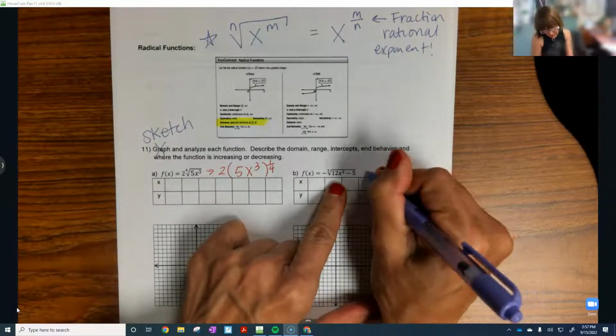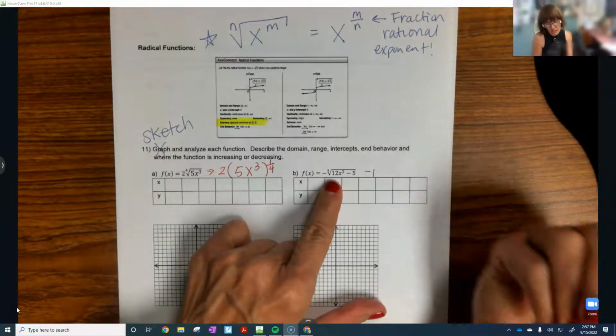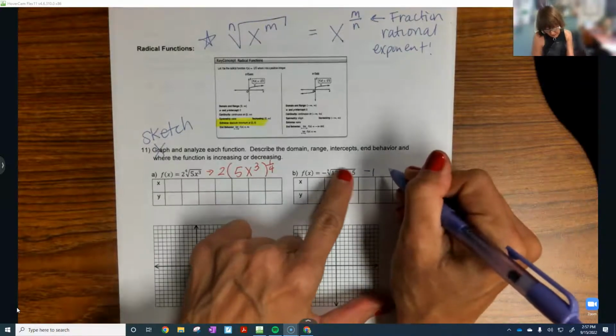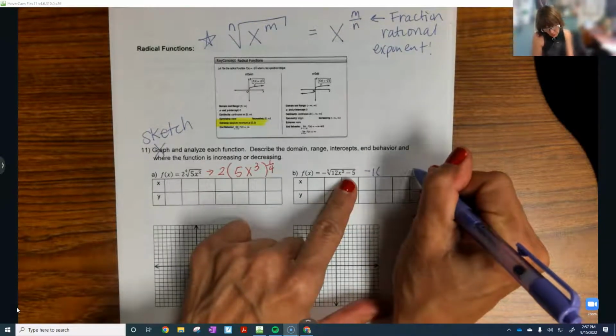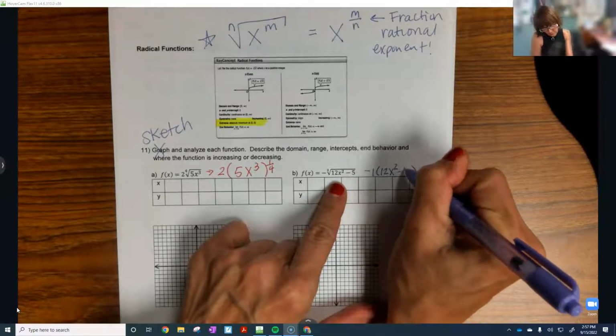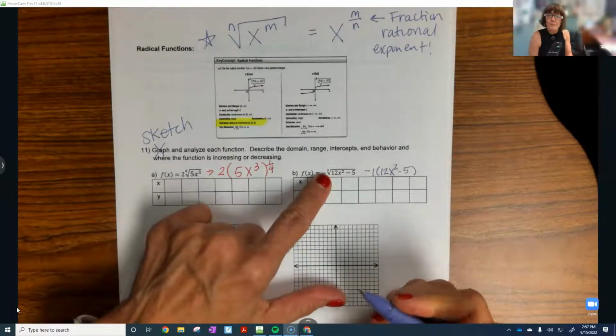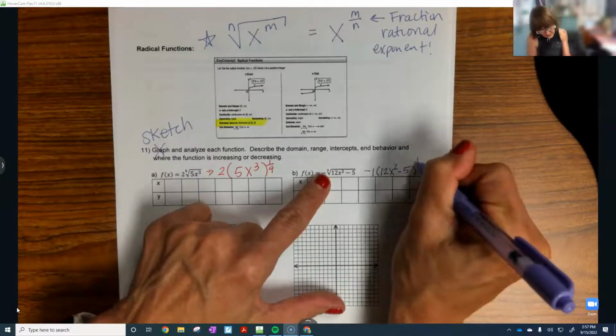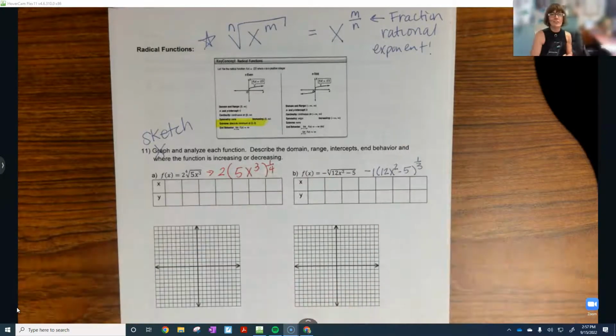Everything on the outside stays the same. That's like a -1. I'll just write the negative. And then see that stuff underneath the cube root symbol? I'm going to put it in parentheses. And then that's an index of 3. That's going to go on the outside as a fraction. You have to do it like that for Desmos.